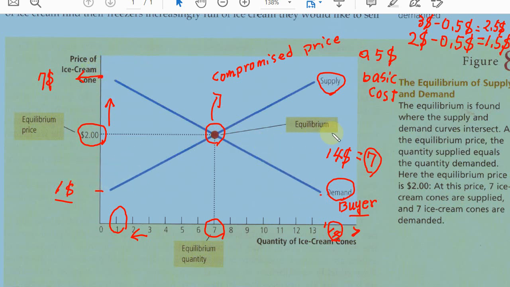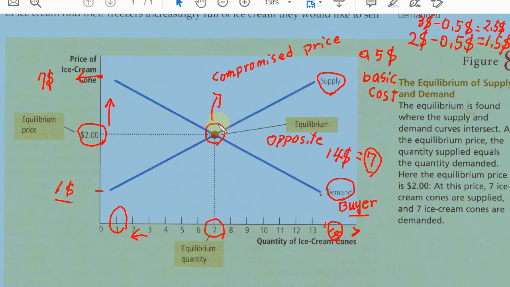Contrary, look at this. The supply line will go up to the right. This is down to the right and up to the right. They go opposite. In the case of a supplier, the seller, as the price goes up, they can make more money because the cost of production is fixed like this. So the line will go up to the right.